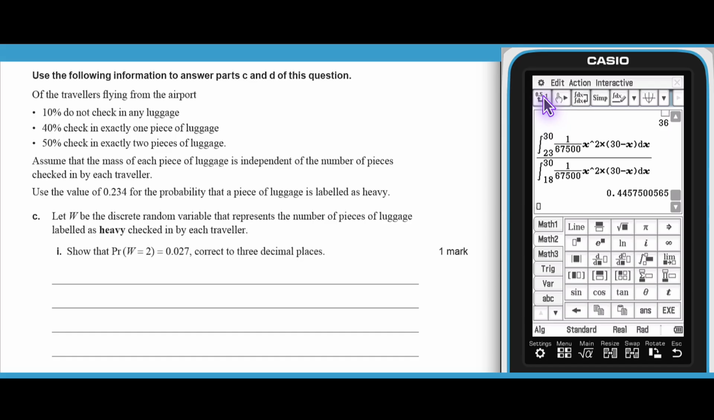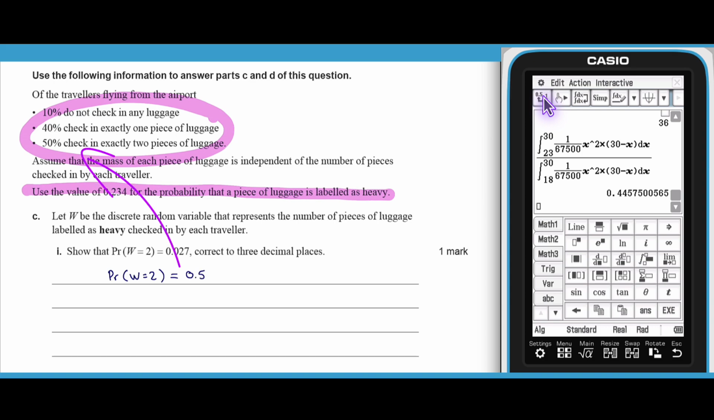This question now considers the number of pieces of luggage that travellers check in and the probability that they are heavy. To find the probability that a traveller checks in 2 pieces of heavy luggage, based on the information given, is 0.5, the chance they check in exactly 2 pieces of luggage, multiplied by 0.234, the chance that the first piece is heavy, multiplied by 0.234 again, the chance that the second piece is heavy.